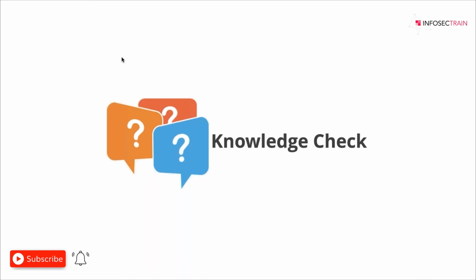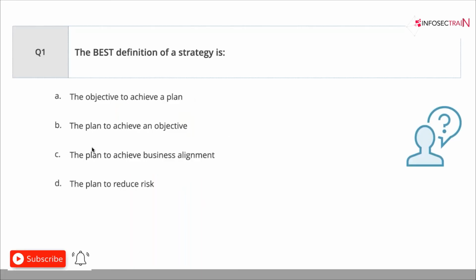Now let's look at the kind of questions that are usually asked in the exam. So let's take a look at that. We'll look at a few questions, and you'll see the questions are quite specific. For example, it says "the best", and that's the keyword here. The best definition of a strategy is, and I want you to answer with 1A, 1B, 1C, or 1D.